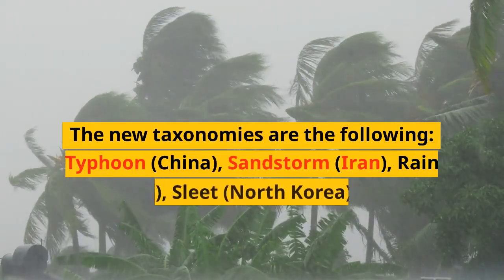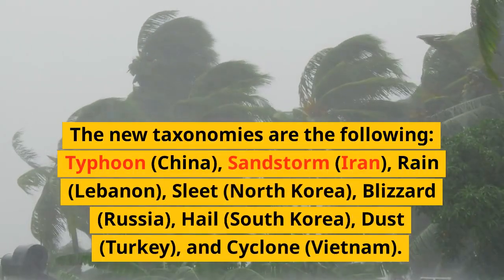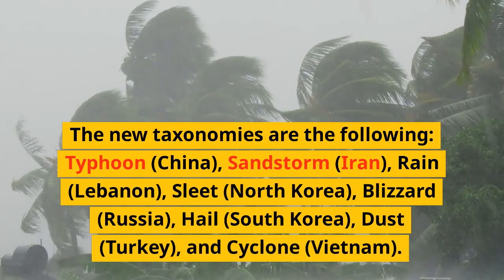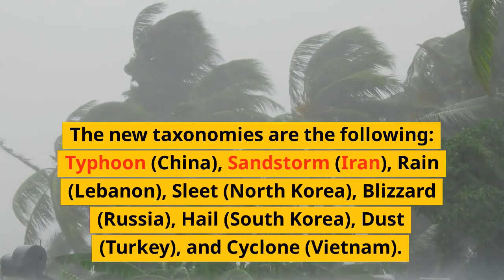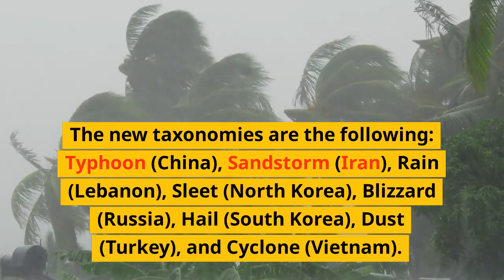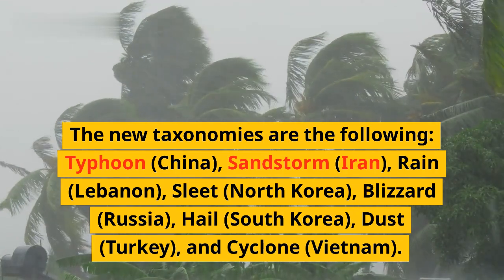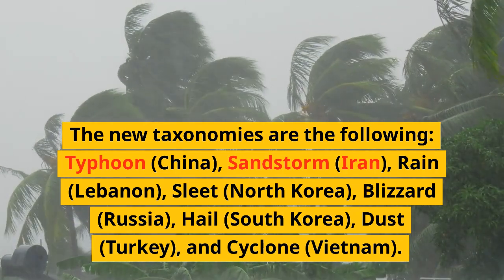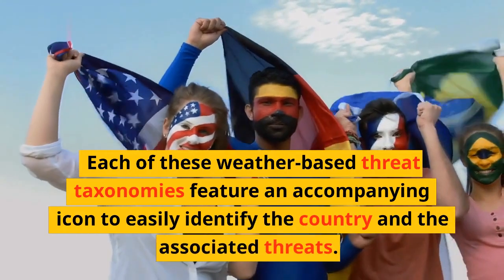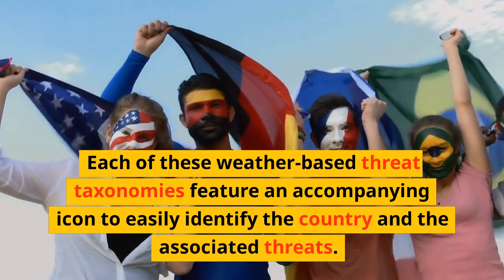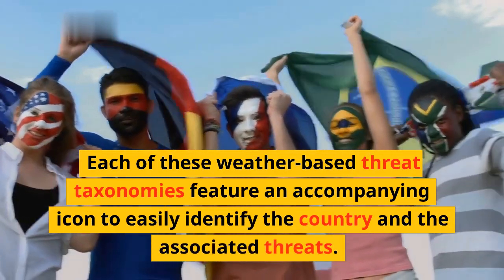The new taxonomies are the following: Typhoon, China; Sandstorm, Iran; Rain, Lebanon; Sleet, North Korea; Blizzard, Russia; Hail, South Korea; Dust, Turkey; and Cyclone, Vietnam. Each of these weather-based threat taxonomies features an accompanying icon to easily identify the country and the associated threats.